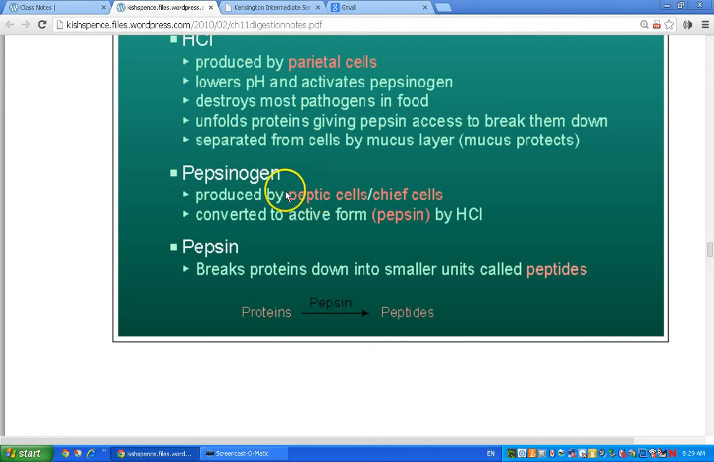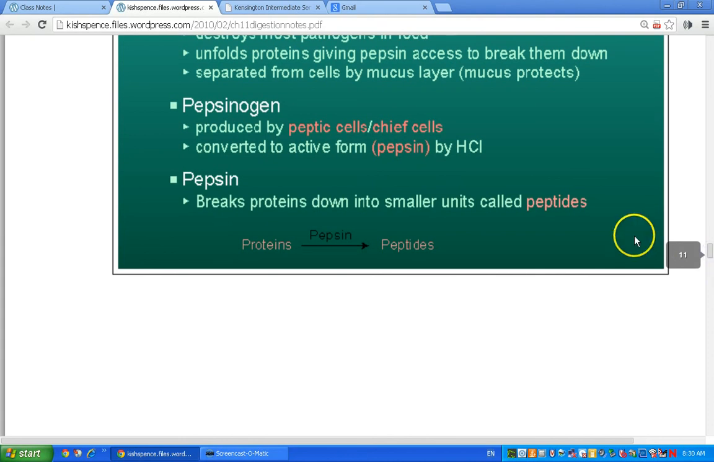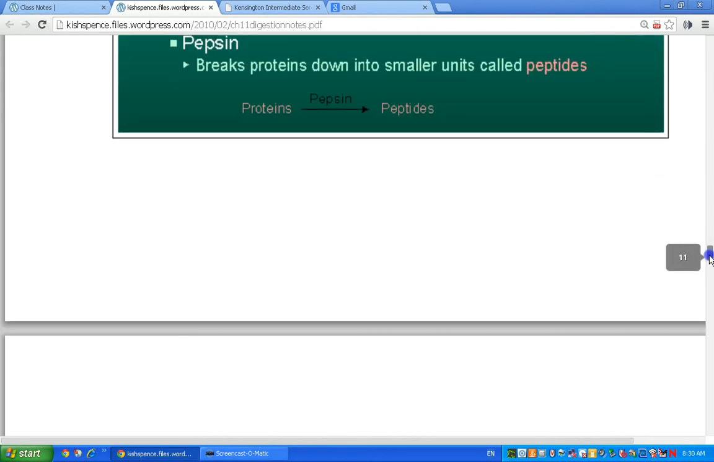Pepsinogen is the inactive form of the enzyme pepsin. It's produced by the peptic or chief cells, and it's activated by the hydrochloric acid. So these are just summarizing what we just talked about. Okay, this is showing pepsin's action. Okay, so it occurs in the stomach. Proteins that are in the stomach will be unfolded by the hydrochloric acid, and then the pepsin will act on them to break them down into peptides. So they're kind of longer peptides.